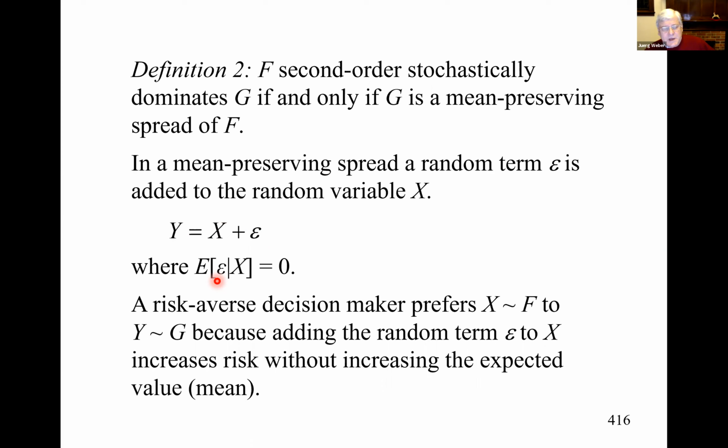That's a mean preserving spread. You add to the random variable x another one, epsilon, with 0 mean, and you get a new random variable. This new random variable has the same expected value, because epsilon has 0 mean, but it will have a bigger dispersion.